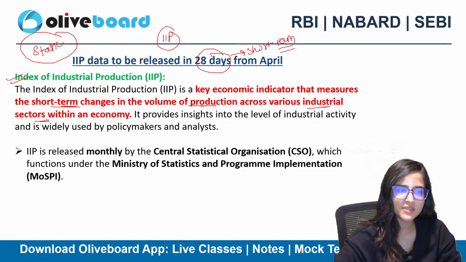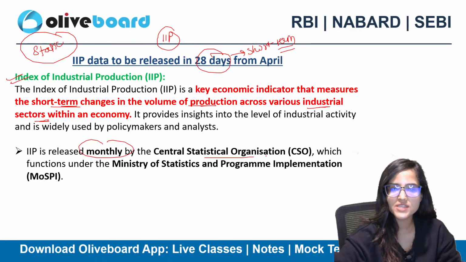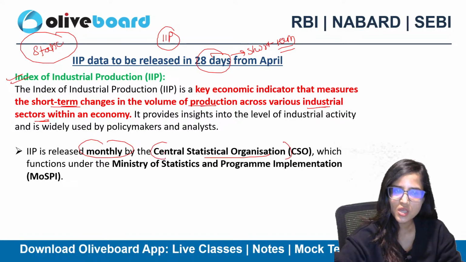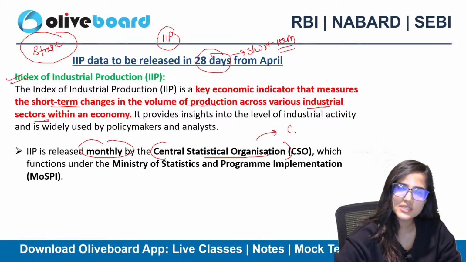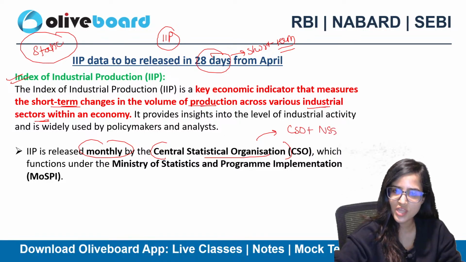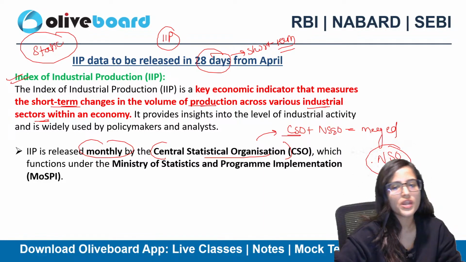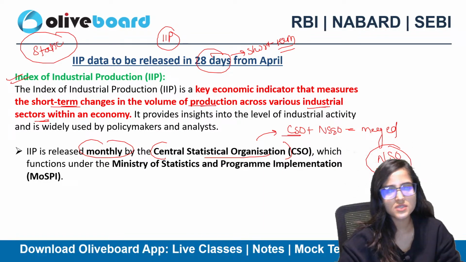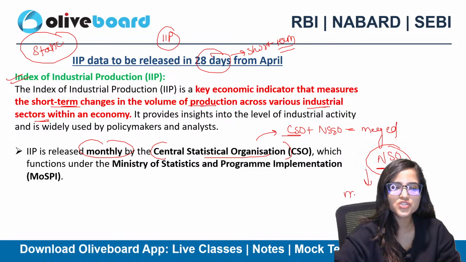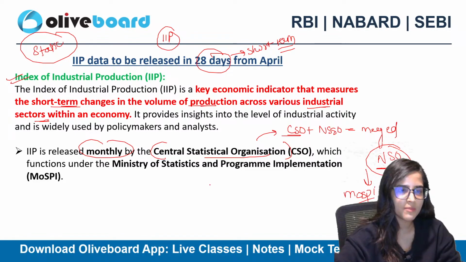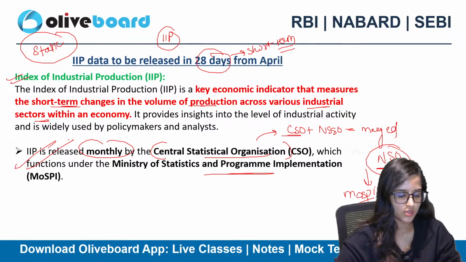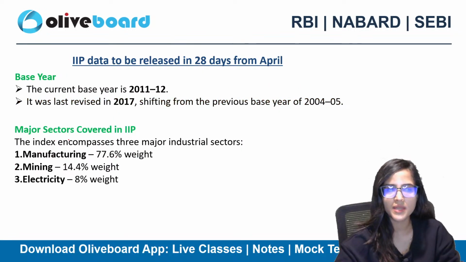It is released monthly by the CSO, the Central Statistics Organization. Recently, CSO and NSSO have been merged to form NSO, so wherever CSO or NSO is written, either is correct. It is released by NSO under the Ministry of Statistics and Programme Implementation. Very important: this statement can come directly in your MCQs.